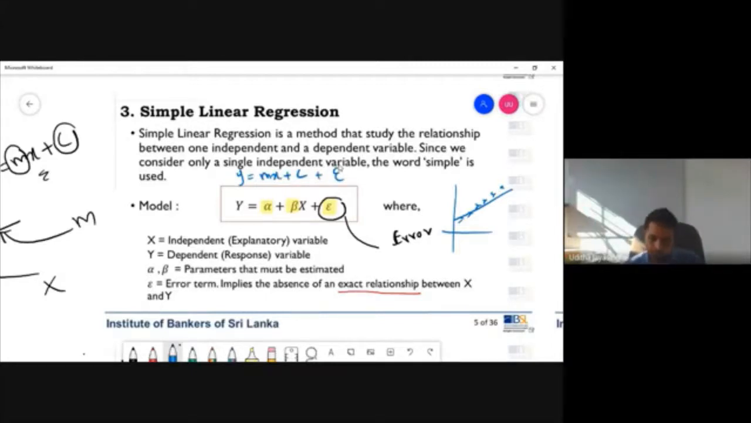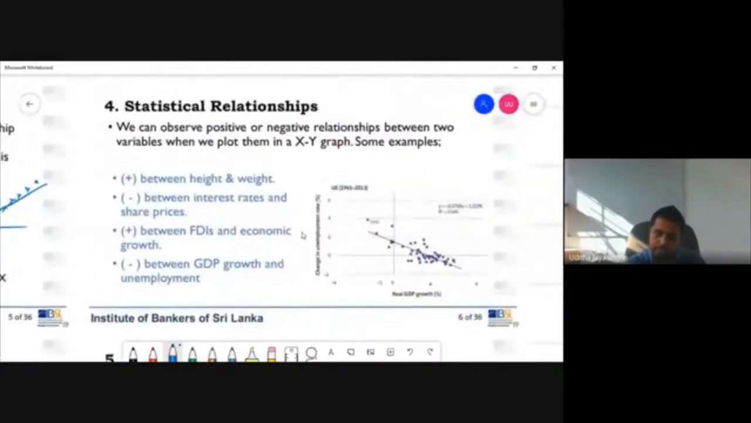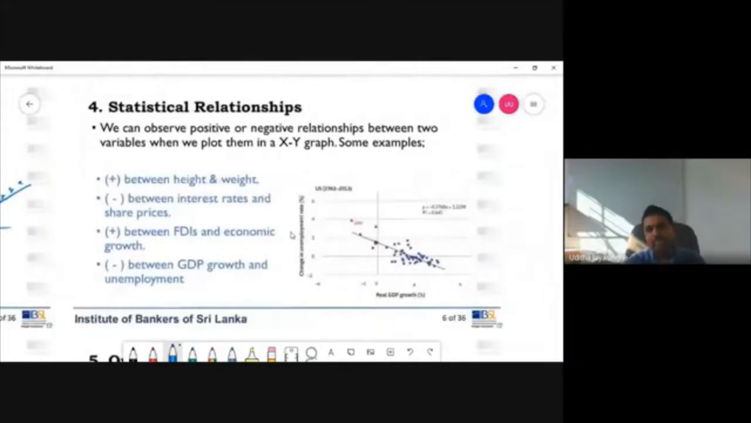Okay. We'll move on and try to find some more data on this epsilon, this error term, and how to minimize it. But before we go there, I want to take you through some of the statistical relationships that we can find in the real world. So we can observe positive or negative relationships between two variables when we plot them in an XY graph or a scatter graph. What are they? They are positive or negative relationships.